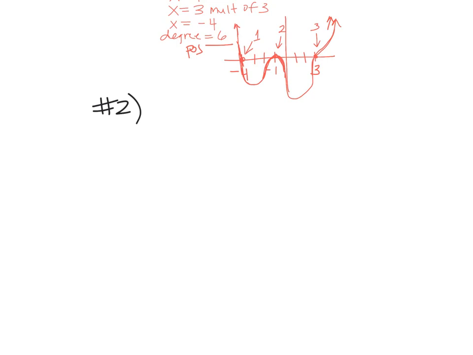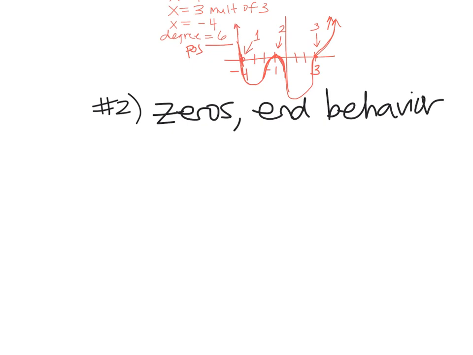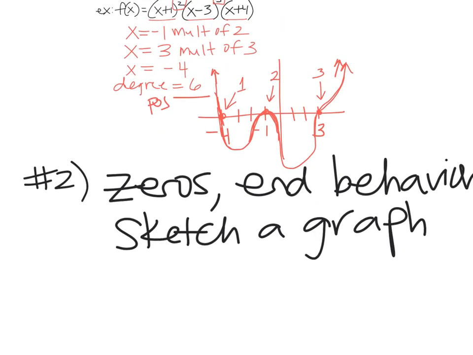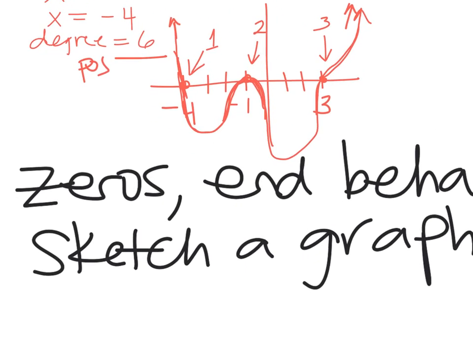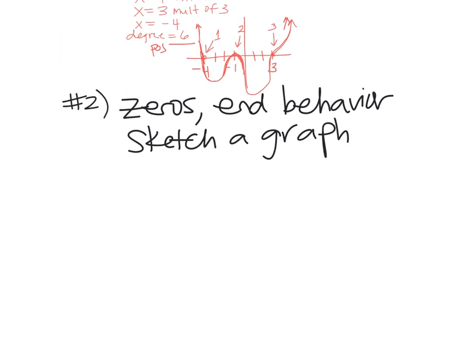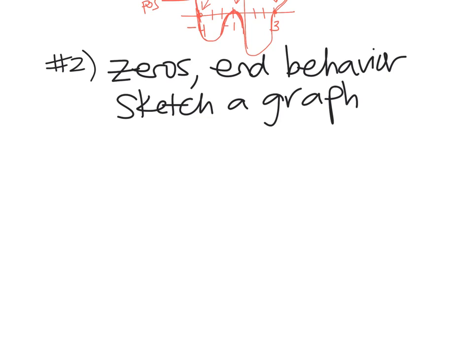All right, number 2. Here we go. We are going to determine the zeros, the end behavior, and we're going to sketch a graph. Now, I'm not too concerned about how low it goes on the last problem. That's not really that important. We can do that on our calculator. But I want the zeros and I want to know which way it's going.